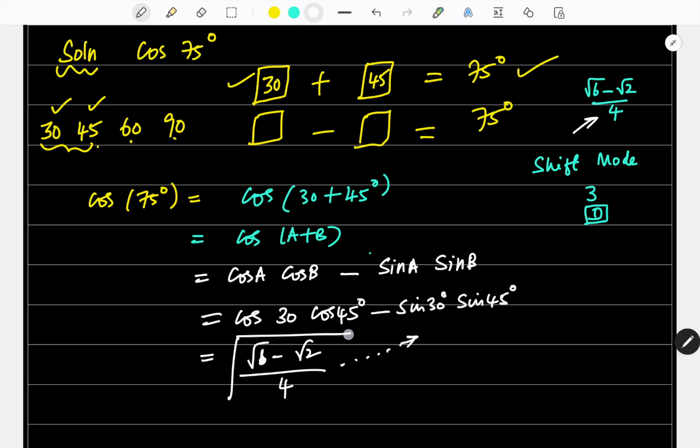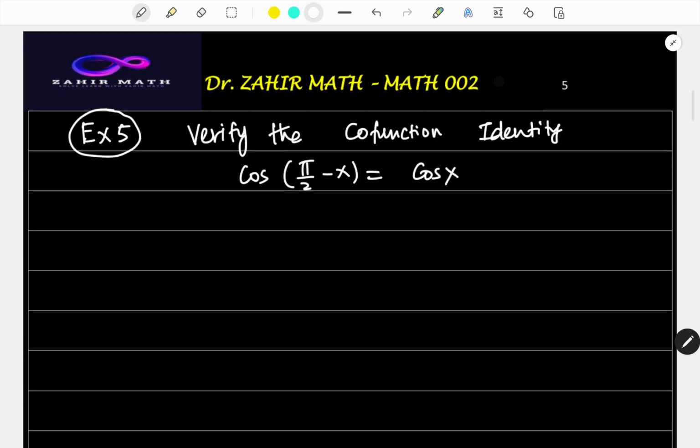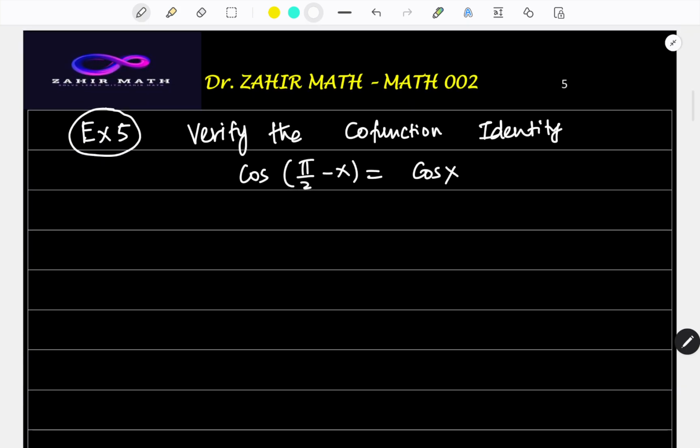Keep in mind, you can check your answer using the calculator, but you need to use the sum or difference formula. Clear, all of you? Right, this is root 6. Let's go to the next question. In the next question you are going to verify. We did many questions in 7.1 and 7.2, right? Yes. So let us start this question.